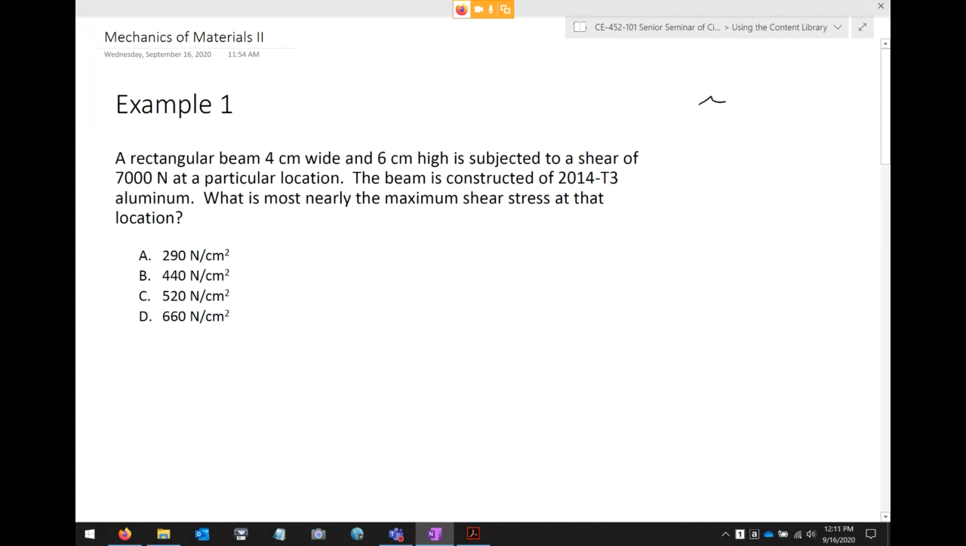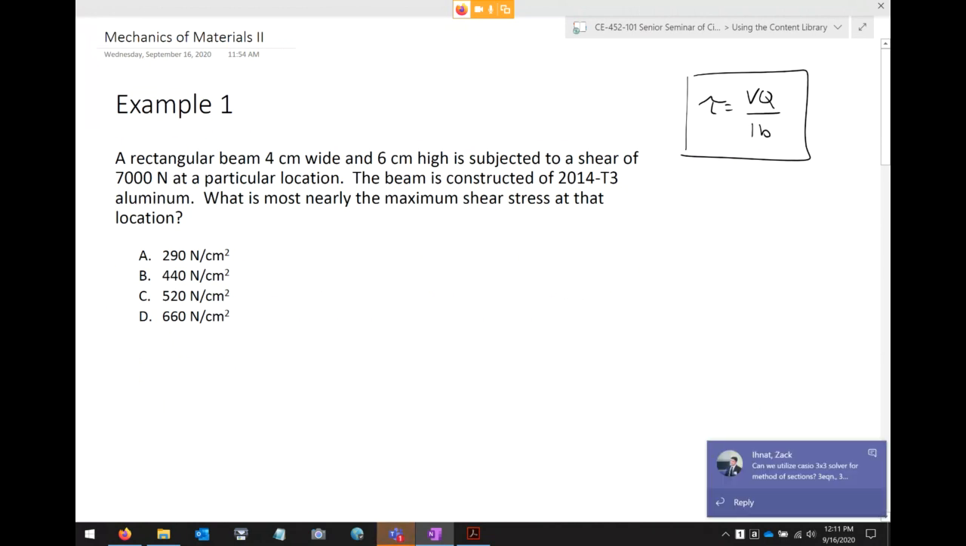Now, here's the formula we're going to use. Tau equals VQ over IB.